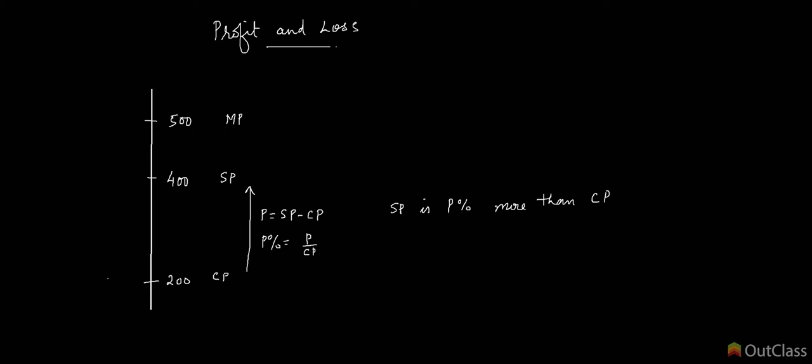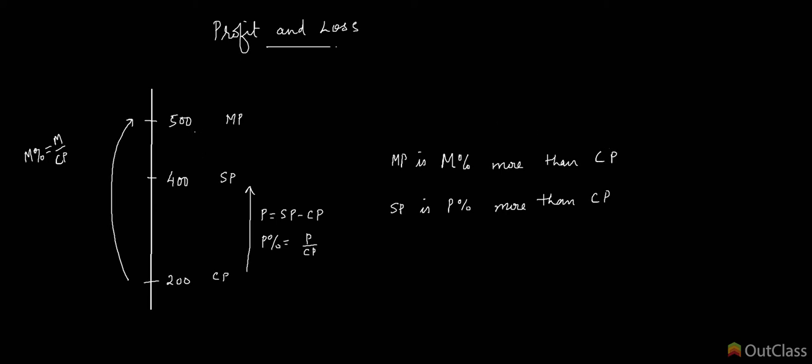Now, initially you hiked up the 200 to 500 by increasing the 200 by a certain percentage. That is your markup percentage. Markup percent is the markup, which is the numerical difference, divided by the cost price, and you can also state it this way: MP is M% more than CP.